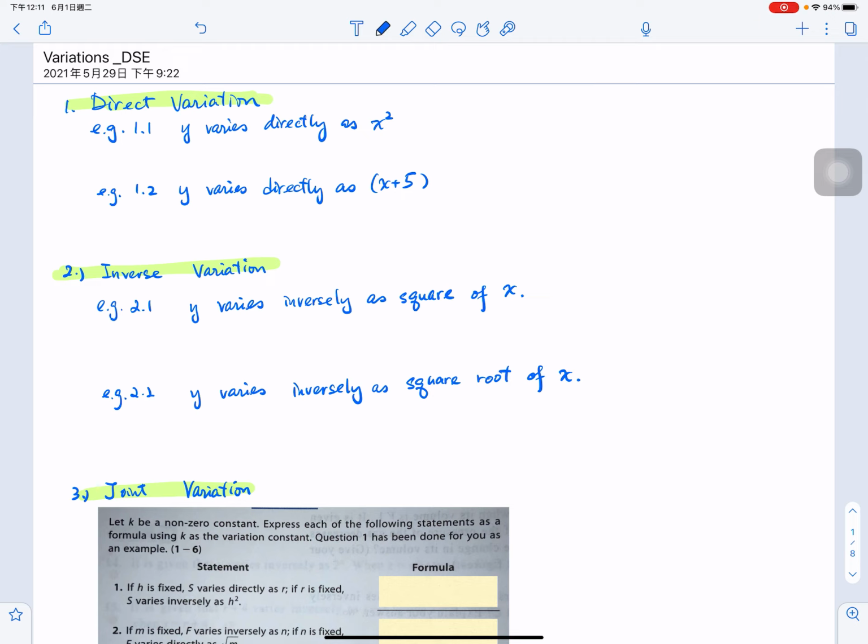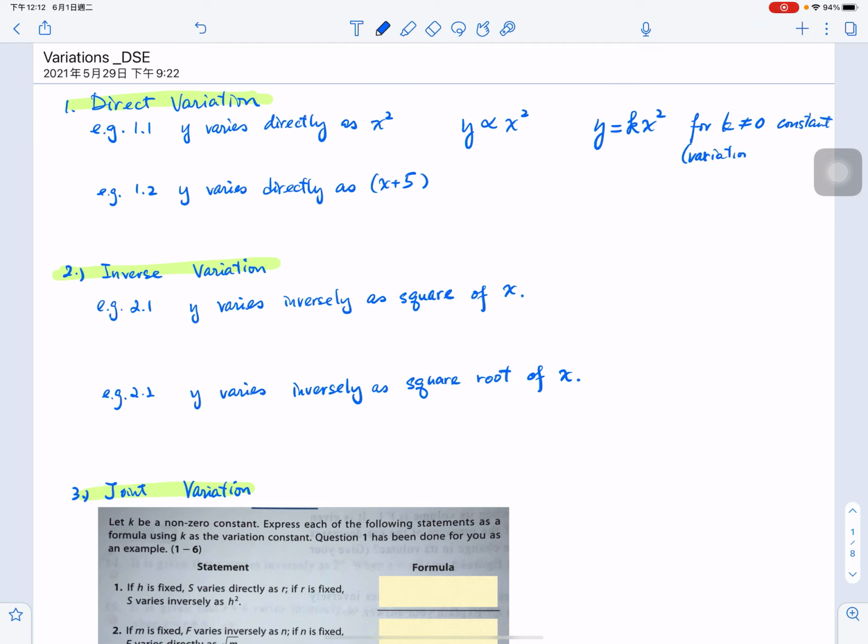The first one, let's see. Now here y varies directly as x squared. That means we can write y varies directly as x squared. If we use a k, that means the variation constant, that means y equals k x squared, for k is a non-zero constant. Okay, non-zero constant.